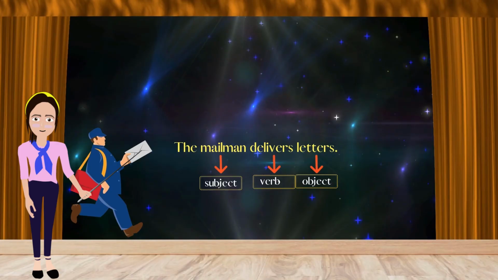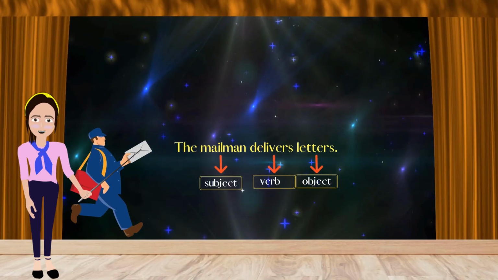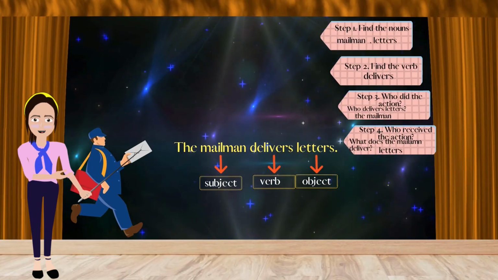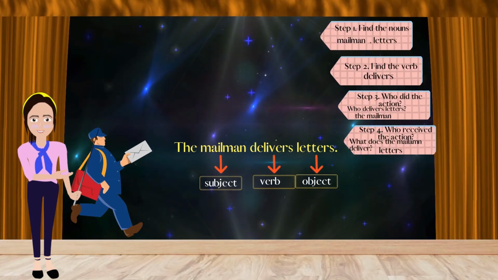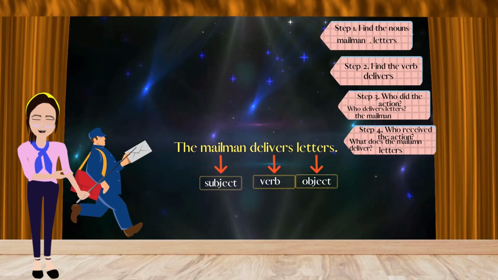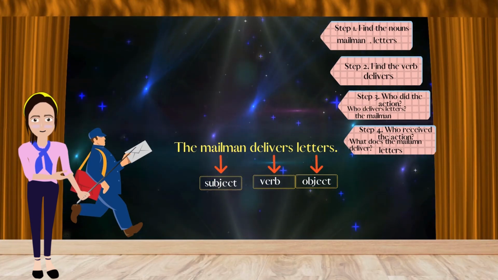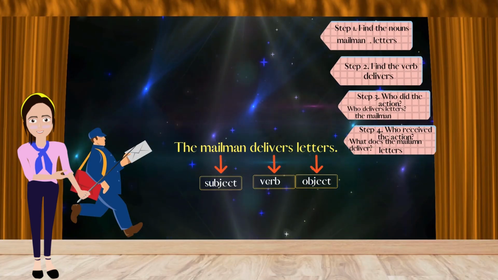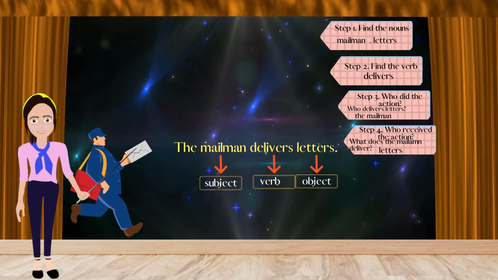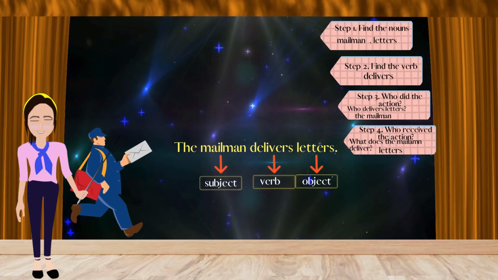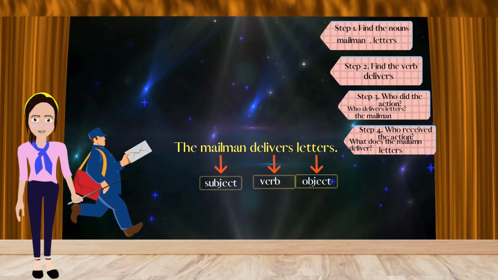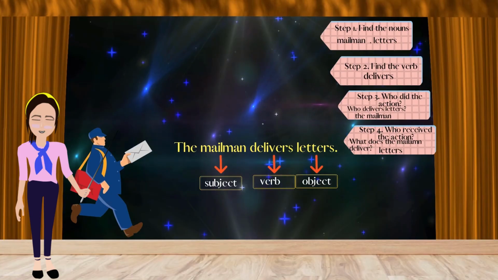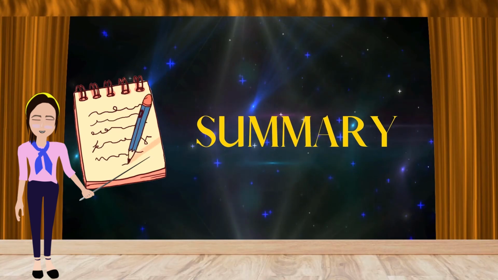Let us have another example. The mailman delivers letter. We have two nouns, mailman and letter. One of them is the subject and one is the object. In order to know which is which, let us first look at the verb in the sentence. The verb in the sentence is delivers. Now, who delivers what? The mailman is the one who delivers, so the mailman is the subject of the sentence. What does the mailman deliver? The answer is letter, so letter is the object in the sentence.